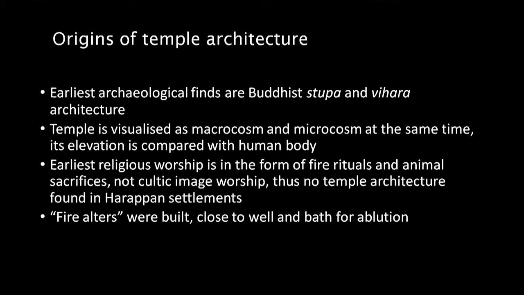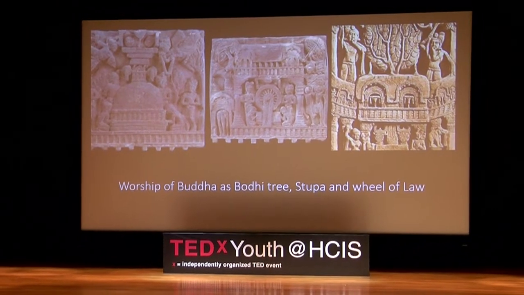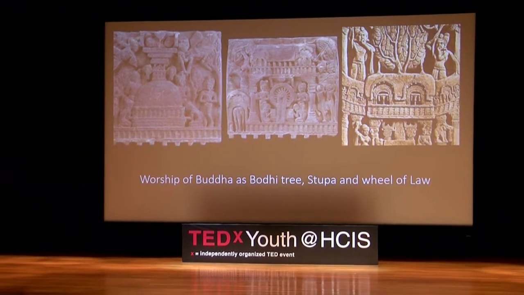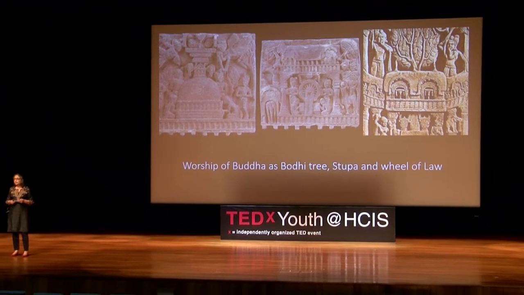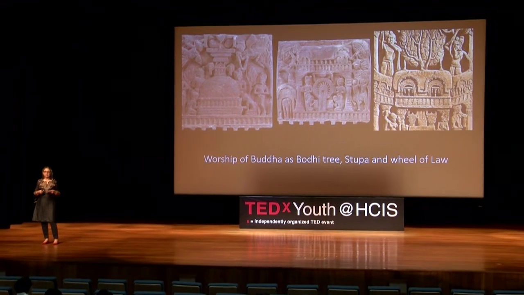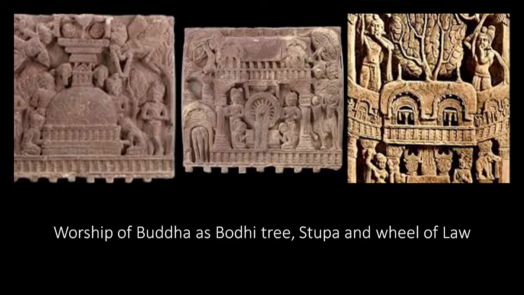Now let's examine the importance and the evolution of temple architecture. From the very humble beginnings of open-air enclosures, such as these, from the circular and wagon-vaulted roof structures seen at Amaravati and Bharut Stupas, which you can see here. Here you can see the Bodhi tree being worshipped, and these are very early symbols of Buddha, which people began to worship, and early architecture in India emerges around these structures.